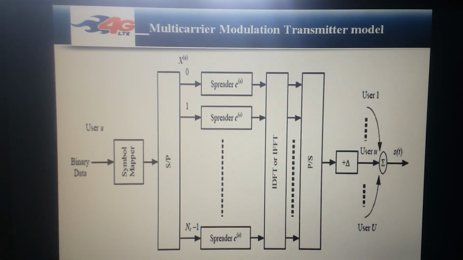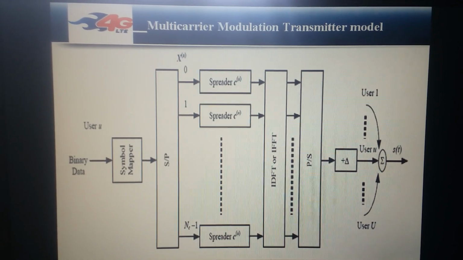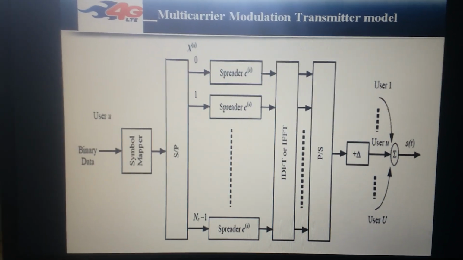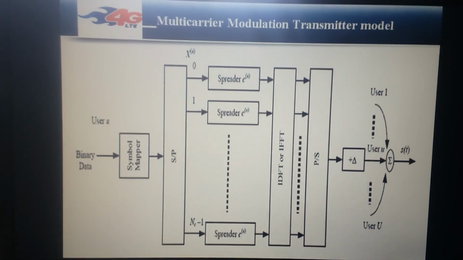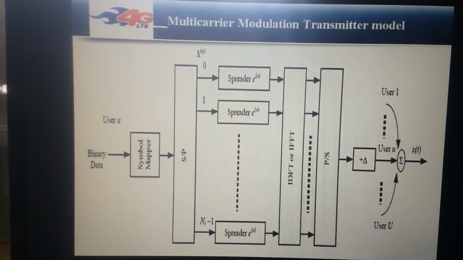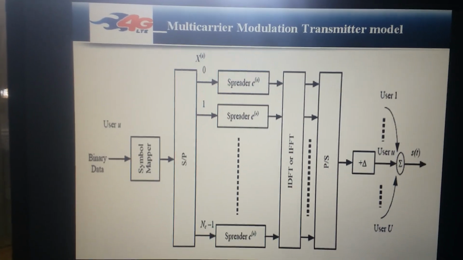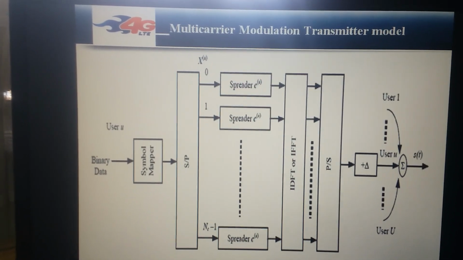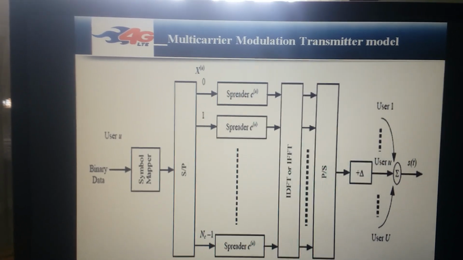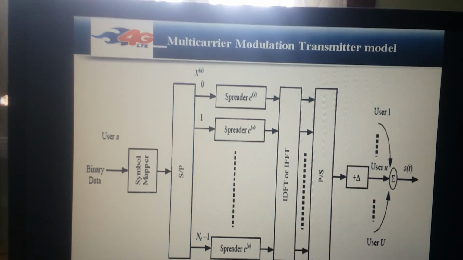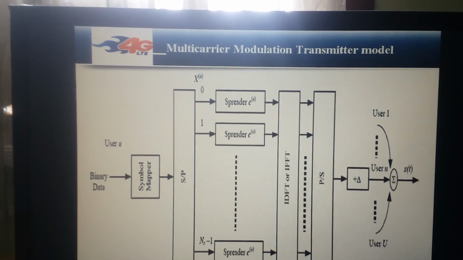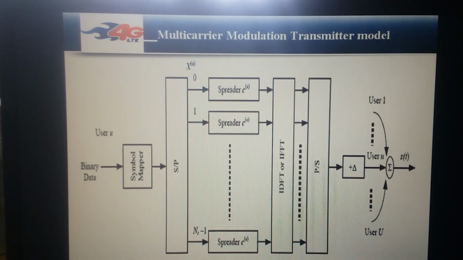So this is the multi-carrier modulation transmitter model, where we are having binary data as an input. It is given to the symbol mapper. Here it is converted by serial to parallel, so that the digital data is converted in parallel and given as input to the spreader along with the individual codes. The spreader will modulate the signal and give it as input to the IDFT or IFFT, inverse fast Fourier transform. It is then transformed and given as input to the parallel to serial converter, where the data will be serially transmitted over the antennas.